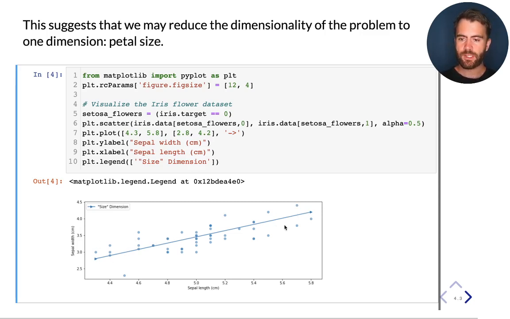So by tracing this line, we are in a way visualizing the values that this plant size attribute could take. And if we wanted to simplify our downstream analysis, we could in fact get rid of these two attributes. We could replace them with plant flower size, and it could make our analysis of this data set easier.